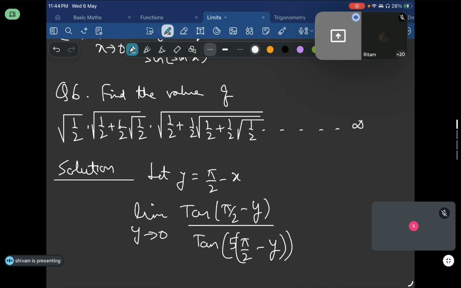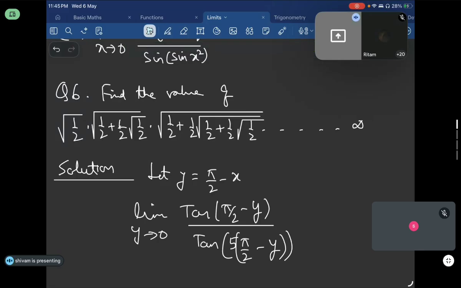Okay, I'm solving number 6. Pay attention, everyone. Okay. This seems like we can convert this whole thing into some trigonometric series, if you can understand.